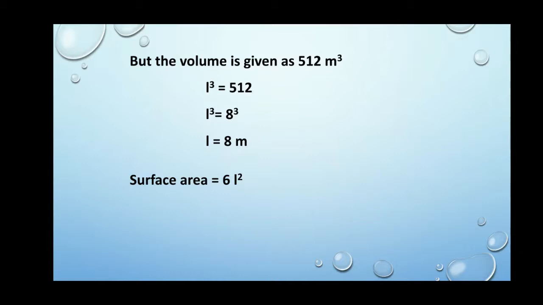So surface area is equal to 6 into L square for the cube. That's why on putting the value of L in this formula, we get 6 into 8 square. So we get 6 into 64, or 384 meter square.